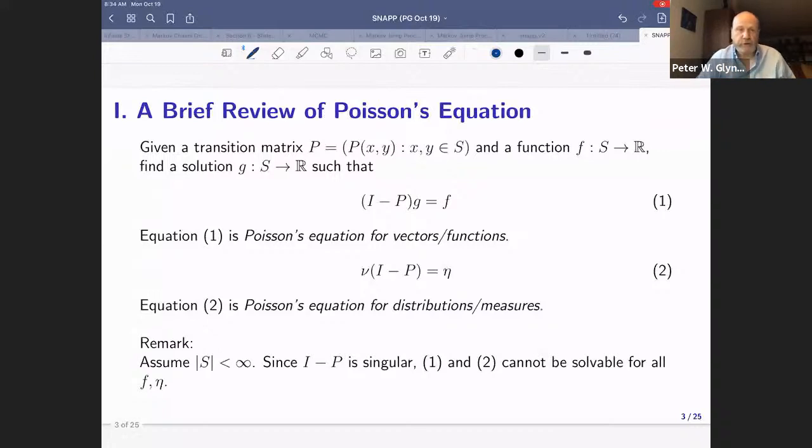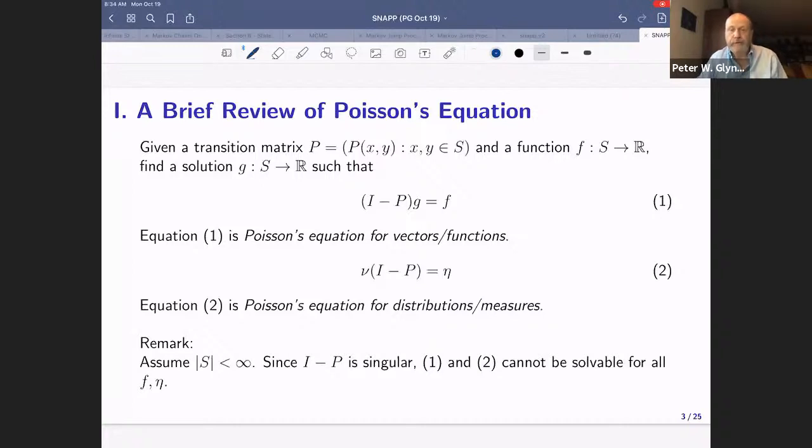So what is Poisson's equation? Poisson's equation is most easily described in the context of a finite state Markov chain having state space capital S. We have a transition matrix P(x,y). P(x,y) represents the probability of going from x to y in one transition.